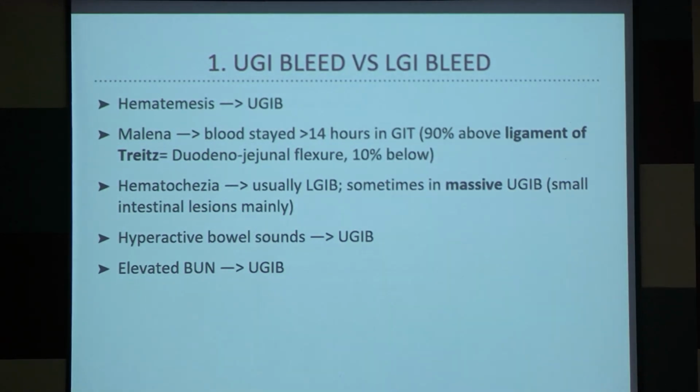If blood stays in the system for a long duration, what will happen? The blood will degrade and ammonia and other products will be produced. So some amount of ammonia will be absorbed into the system and our BUN will be increased. So in upper GI bleed, usually we get higher BUN. So this much is clear.